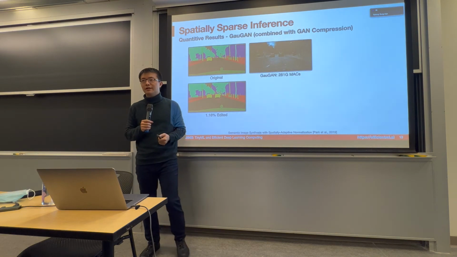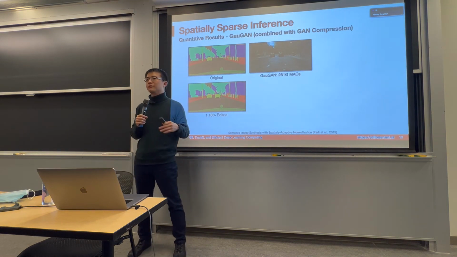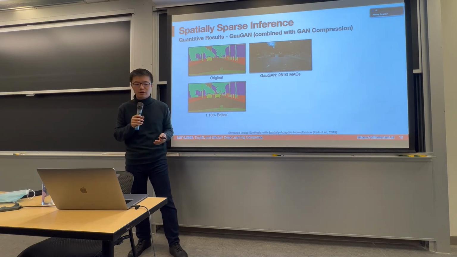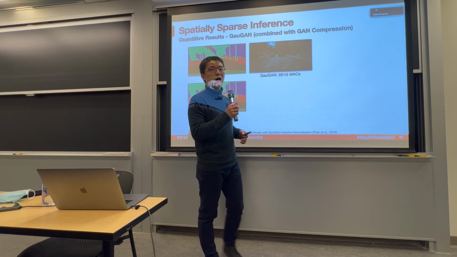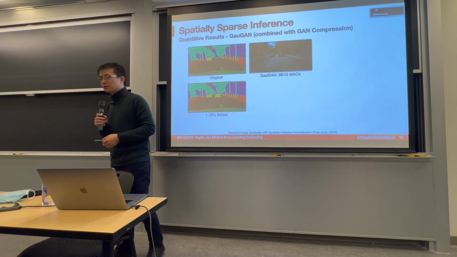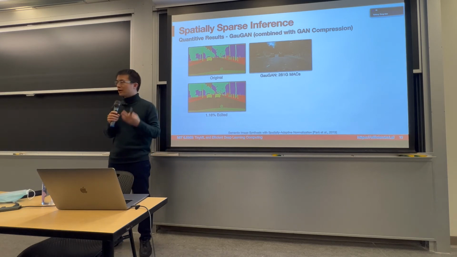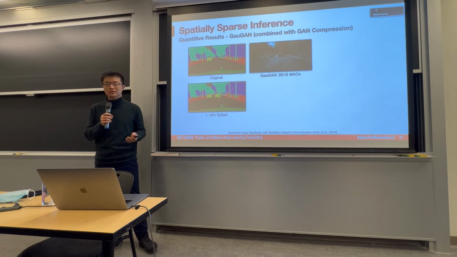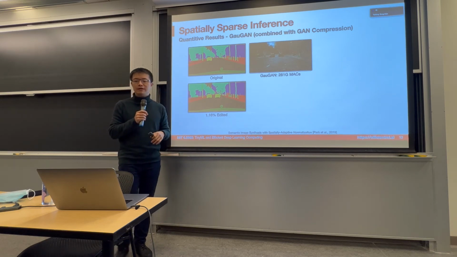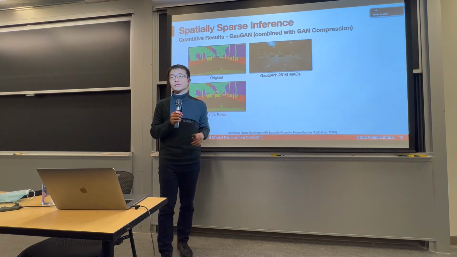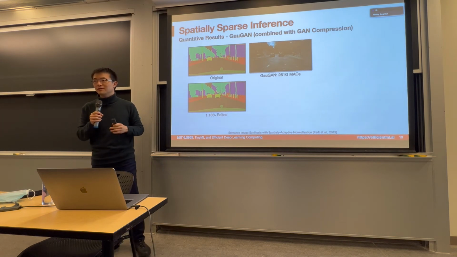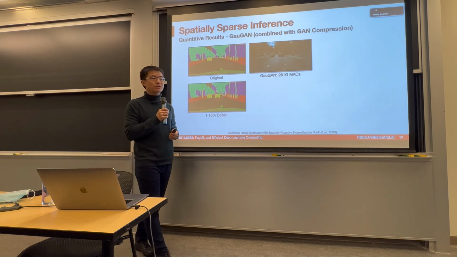So let's see another example, whether this method can be combined with other approaches like GAN compression. Fundamentally, they work on different dimensions. What dimension is GAN compression working on? The channel dimension, reducing the number of channels. Well, the SIGE method is dealing with spatial redundancy, spatially sparse inference. So we can combine them together to further boost the compression ratio.